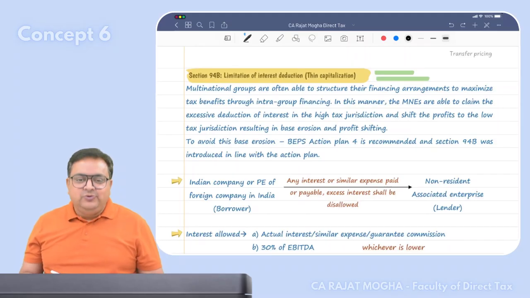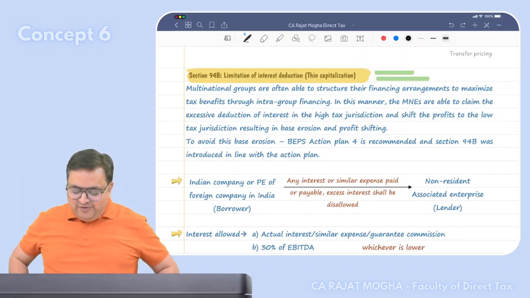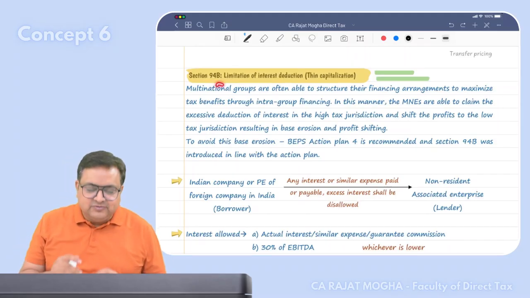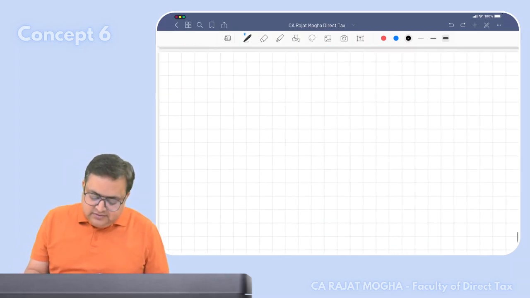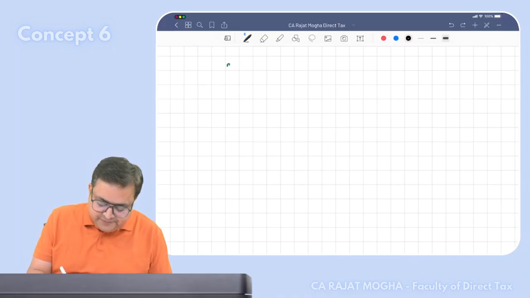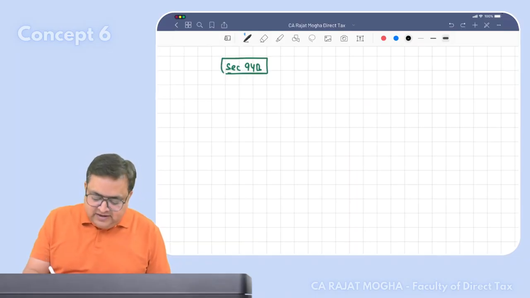Okay, let us come to the last concept of transfer pricing, and we are almost done with this. This is the concept of thin capitalization. See what happens is, this is section 94B. This is that excess interest will not be allowed. Excess interest not allowed.